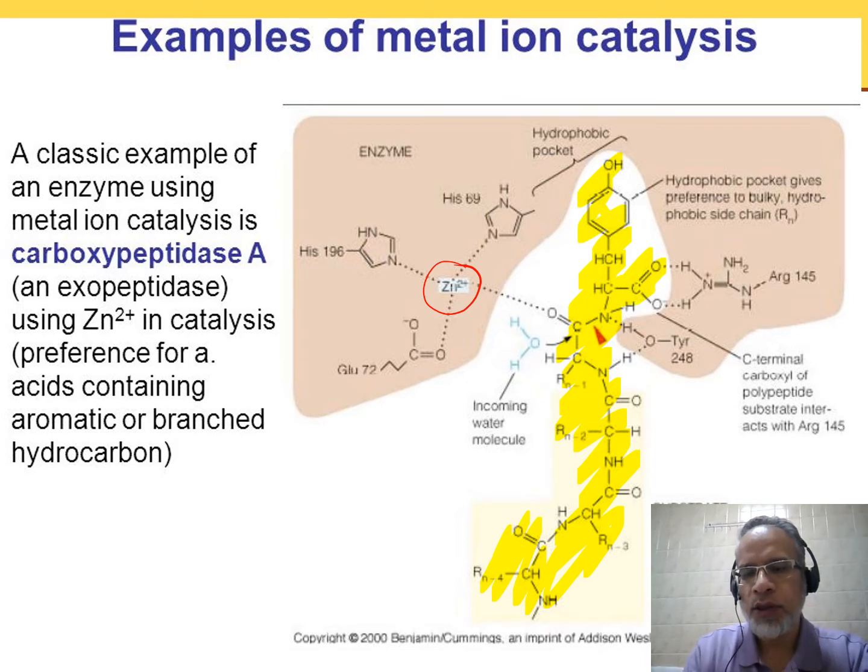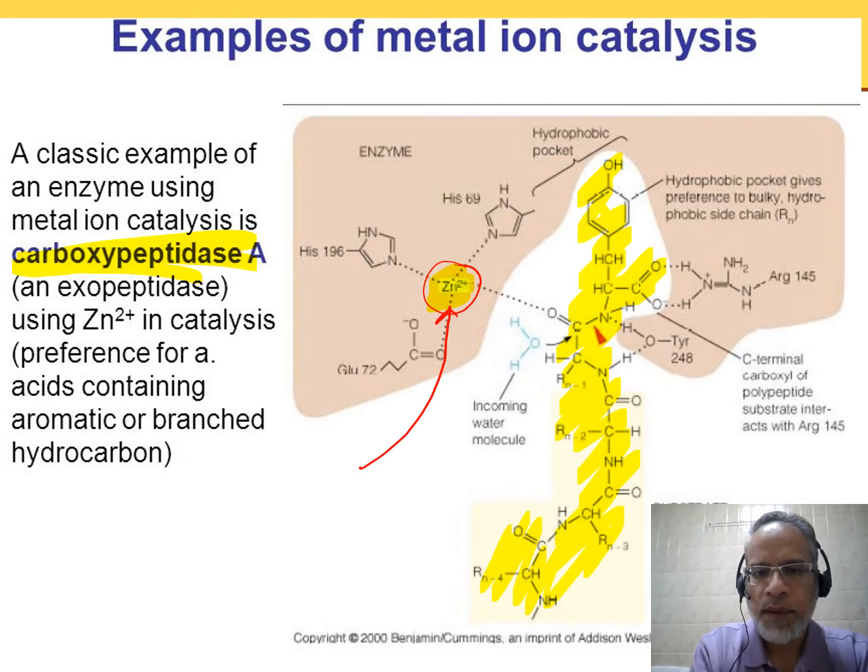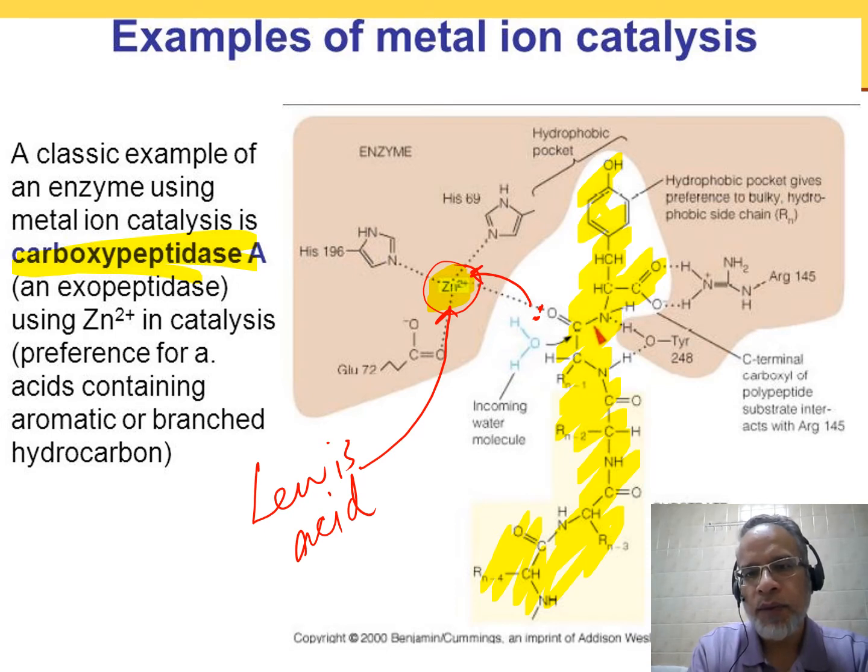So this, all highlighted in yellow, is the substrate and the active site of carboxypeptidase. This is the enzyme, right? It's a protease enzyme, but it uses zinc, and what zinc does is act like a Lewis acid. It accepts a lone pair of electrons, so it's pulling them towards itself, right? And that activates this carbon for a nucleophilic attack by water.